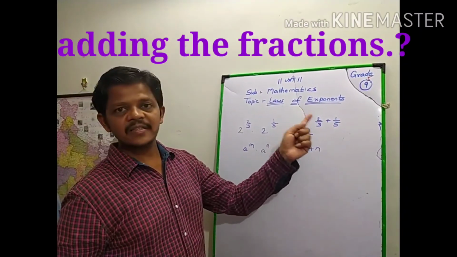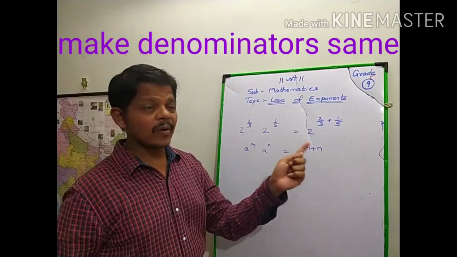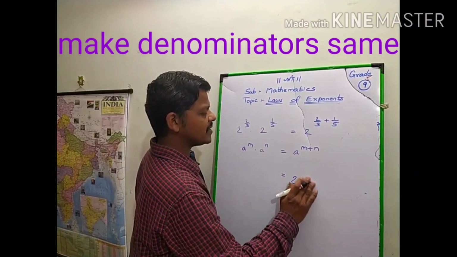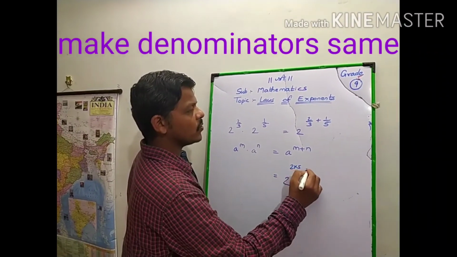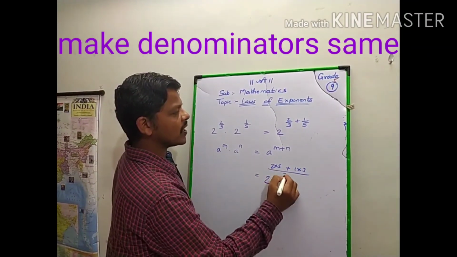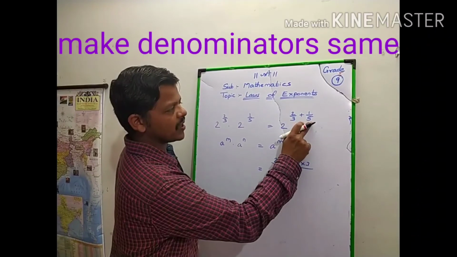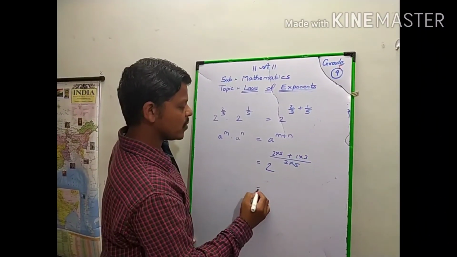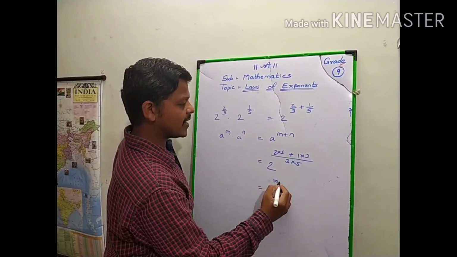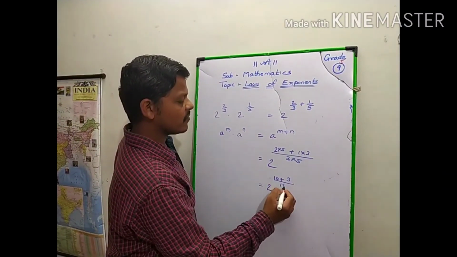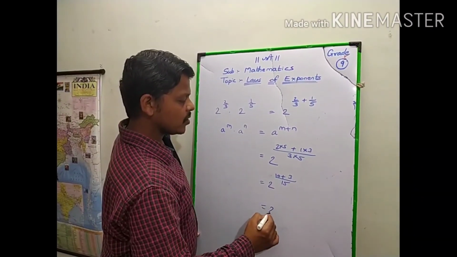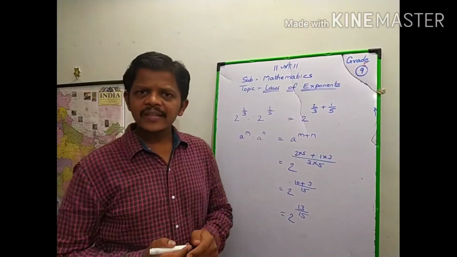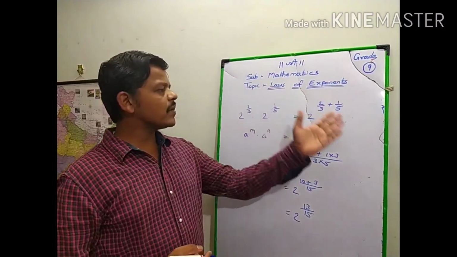And now just here we'll solve the fraction. How do we solve the fractions? Either we cross multiply or make the denominator same, LCM, any way you can do. I would prefer here cross multiplication. So 2 raised to 2 into 5 plus 1 into 3 upon 3 into 5. So it becomes 2 raised to 10 plus 3, that is 2 raised to 13 upon 15.